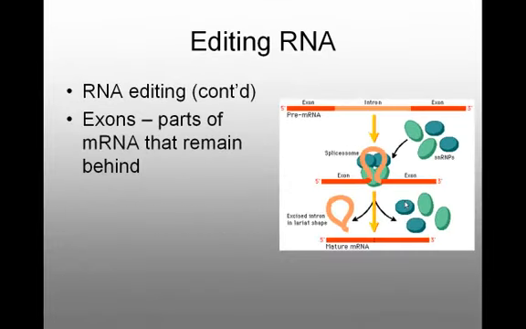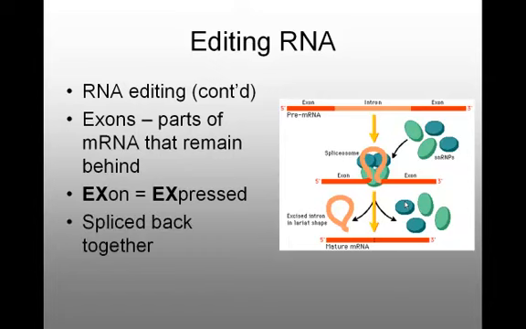So after the introns are removed, the parts that are left behind are called exons. And the way to remember exon is the EX in exon is like the EX in the word expressed. So an exon turns into a gene and gets expressed, and they get spliced back together again.